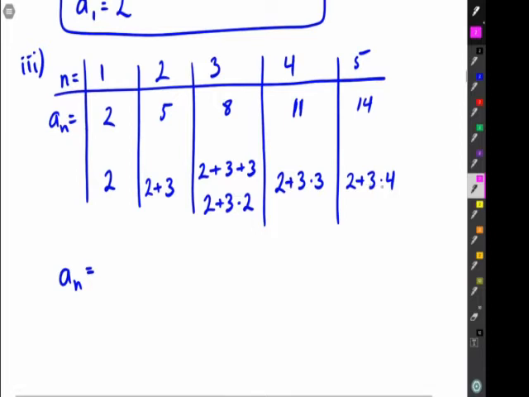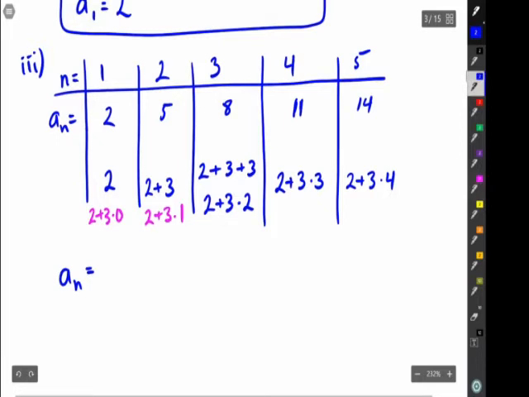This is 2 plus 3 times 1 less than the index. If that holds up, this should be 2 plus 3 times 1, which it is, and this should be 2 plus 3 times 0, which it is. So that means the explicit formula would be 2 plus 3 times n. And again, this applies for all these n values going forward.